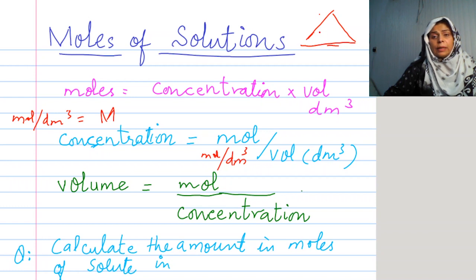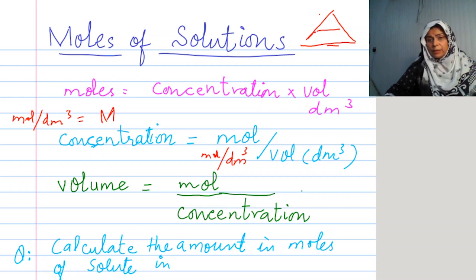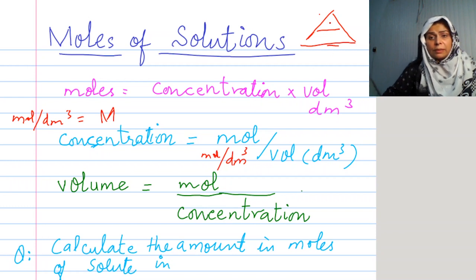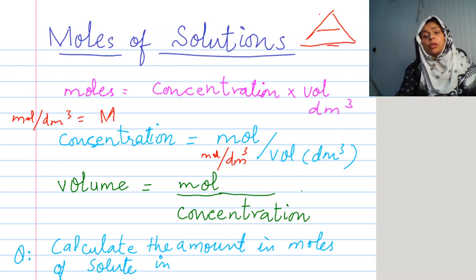Alright, here you can write the substances, the way you can write concentration and volume over here. So either way you can use to memorize this. Volume is equal to mole over concentration, concentration is equal to mole over volume. So this is the way through which you can memorize.